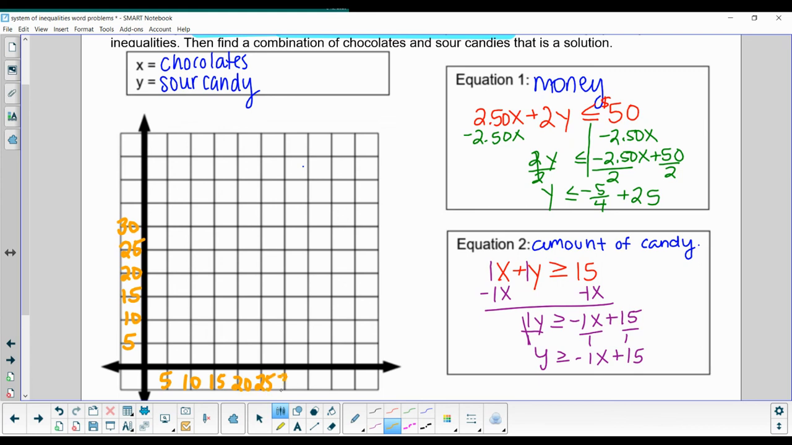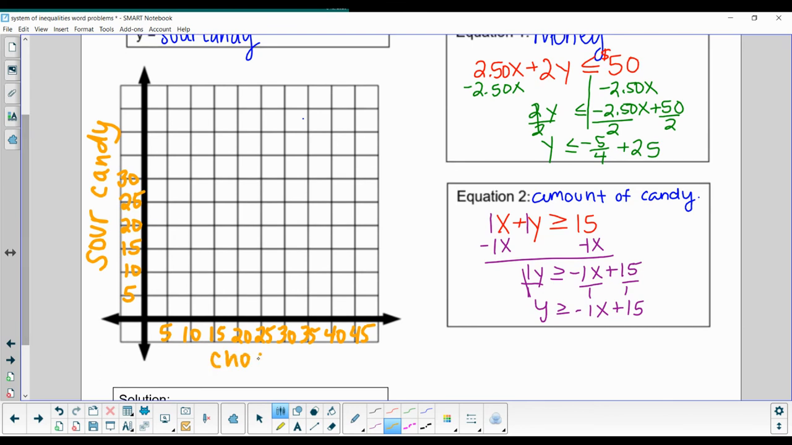That way I know that my scale is working. Remember that X is chocolates, Y is sour candies. And then graph like we're used to graphing. So I'm going to start at 25, and my slope tells me to go down 5, 1, 2, 3, 4, 5, over 4, 1, 2, 3, 4, and then draw a straight line.